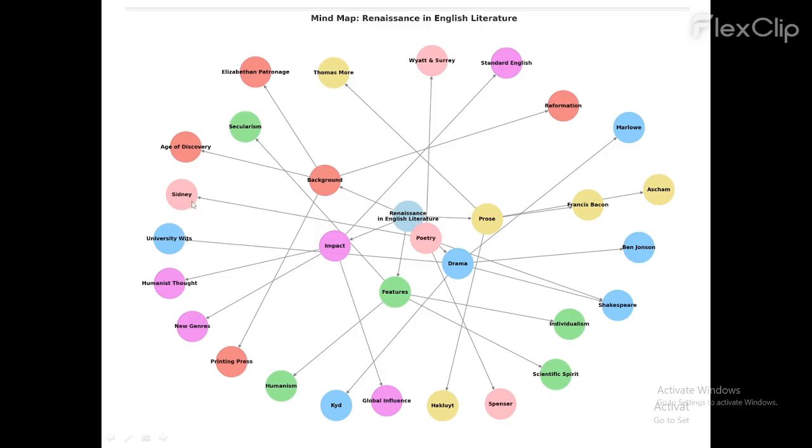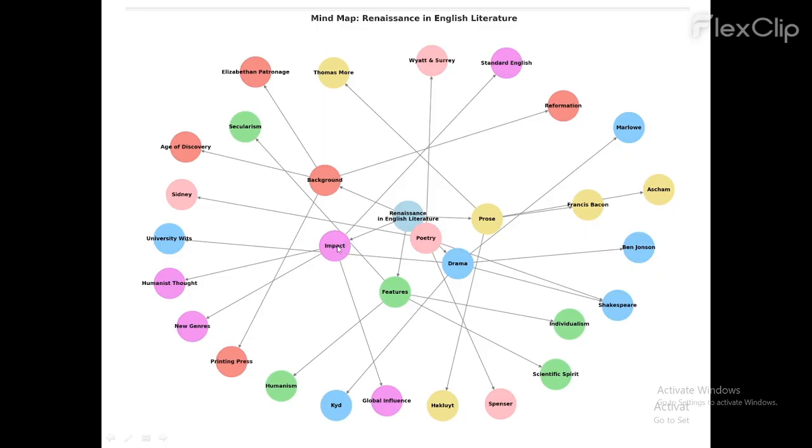Sir Philip Sidney is a notable poet and sonneteer. Edmund Spenser is another great poet. He is known as the poet's poet. Talking about other poets, William Shakespeare is also one of the famous poets. He has written 154 sonnets. Talking about drama during Renaissance, so Ben Jonson, Christopher Marlowe, University Wits, Thomas Kyd.